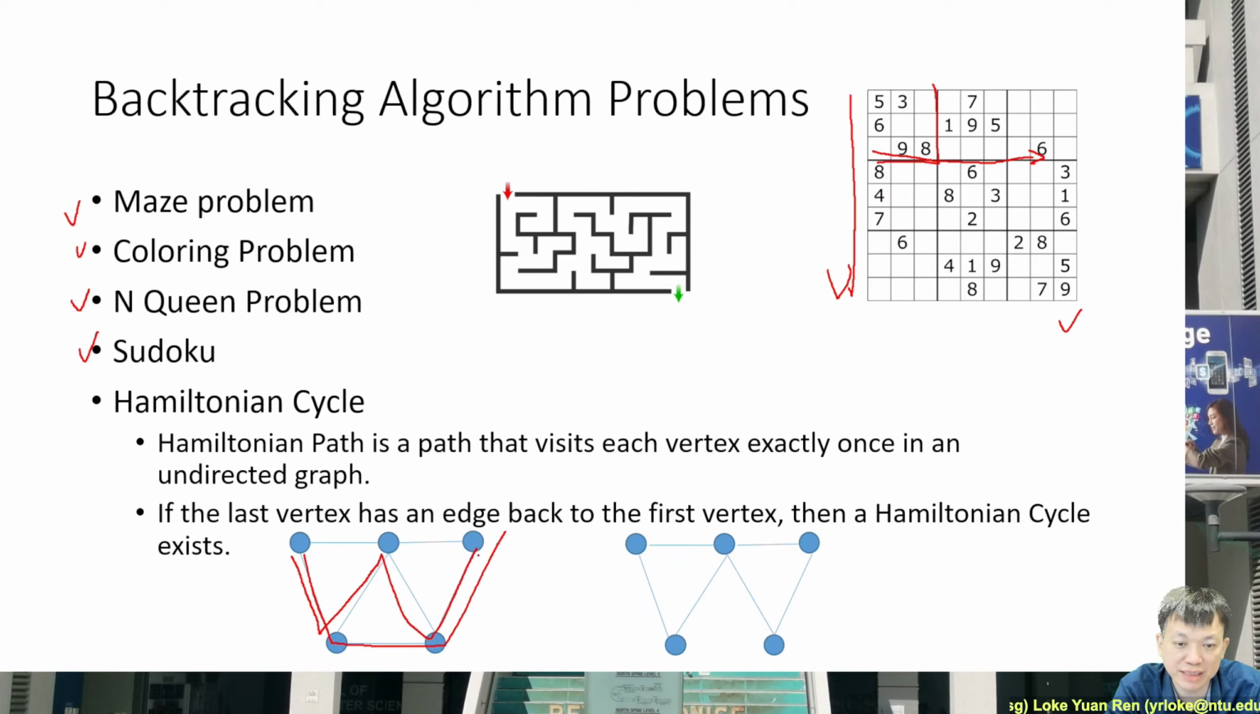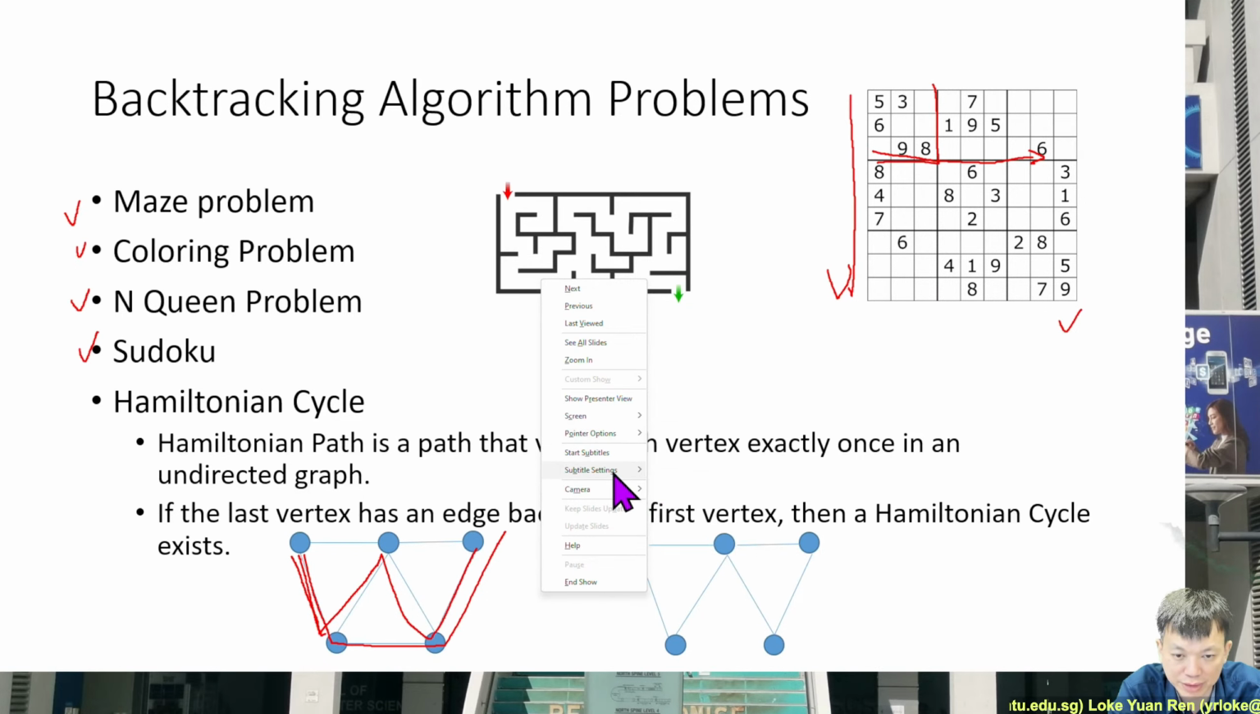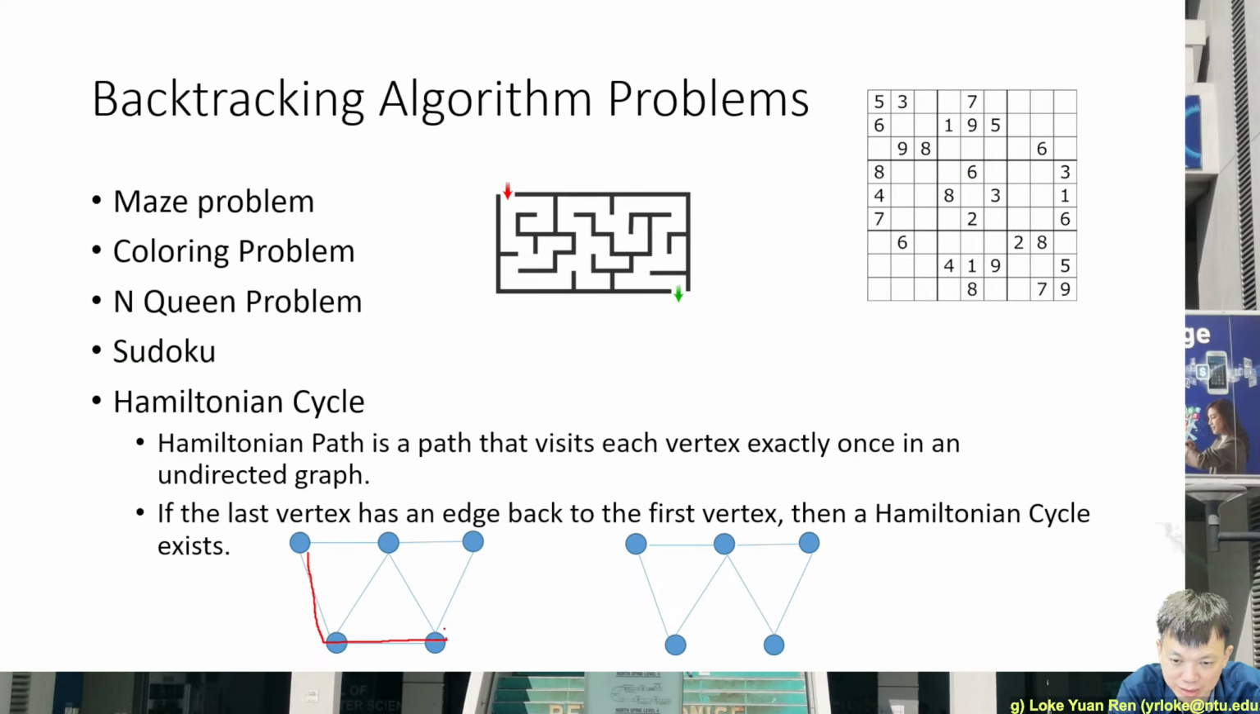A path that visits each vertex exactly once. If the last vertex has an edge back to the first vertex, then that is the Hamilton cycle. I think this one, then this one. I think the correct one should be, let me erase it. Should be this one, this one, this one, this one, then back to the first one. Then it's called a Hamilton cycle. So this particular cycle is the Hamilton cycle for this particular problem.